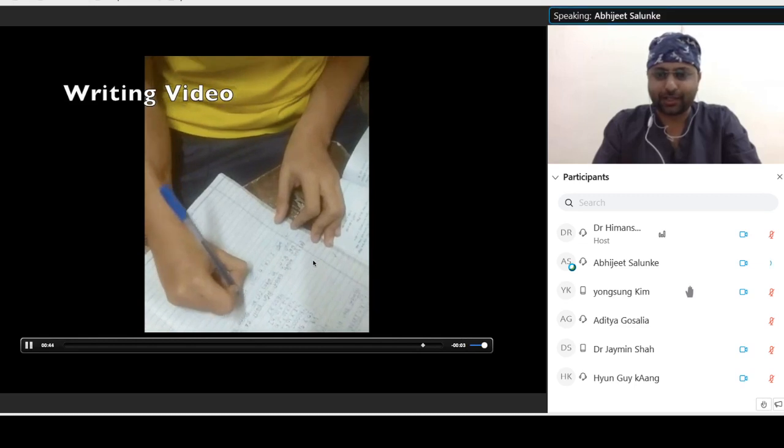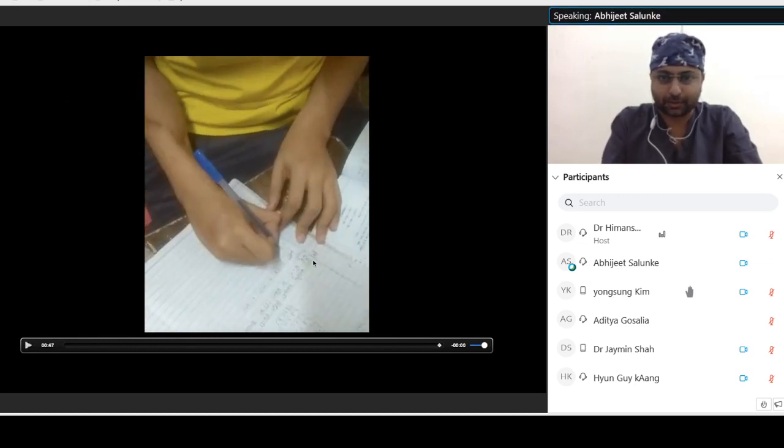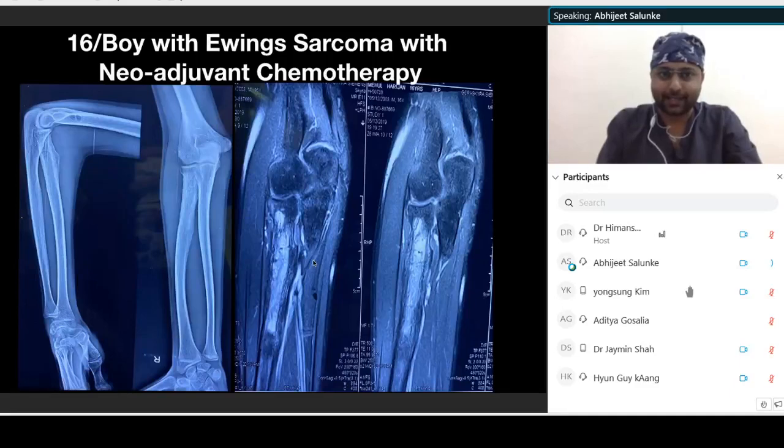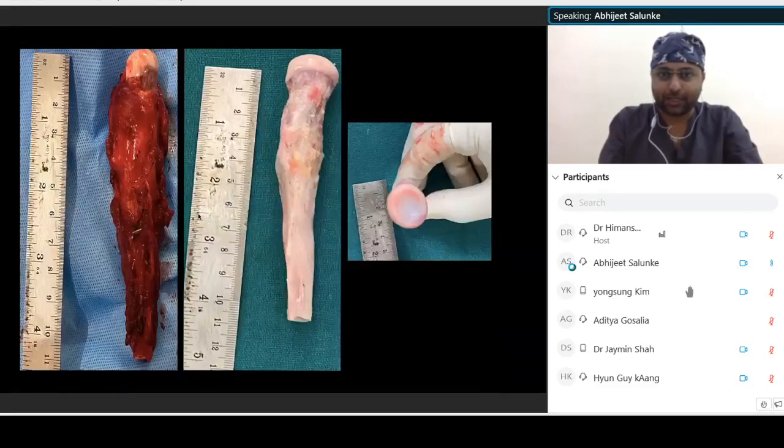So osteoarticular reconstruction can give you good outcomes. So again, a second case, proximal radius, Ewing sarcoma. We'd like to show here how the bone looks after radiotherapy. So this bone looks very nice and it rarely collapses.